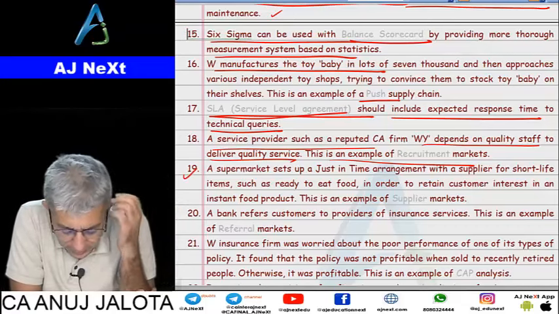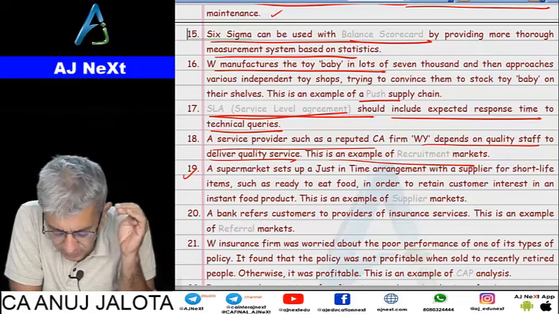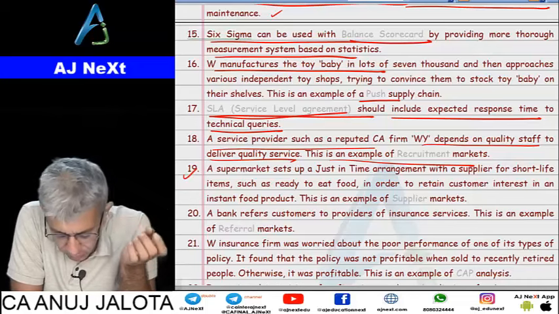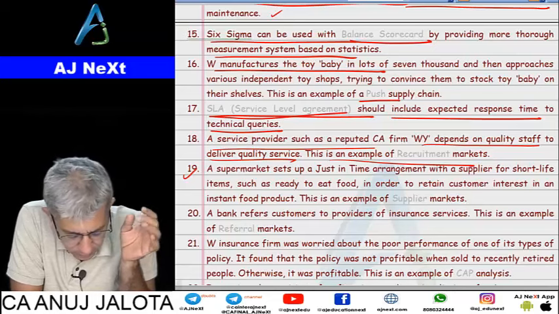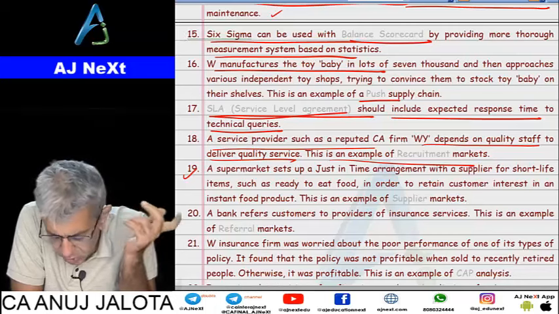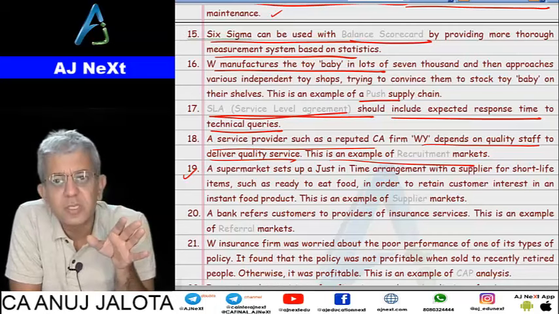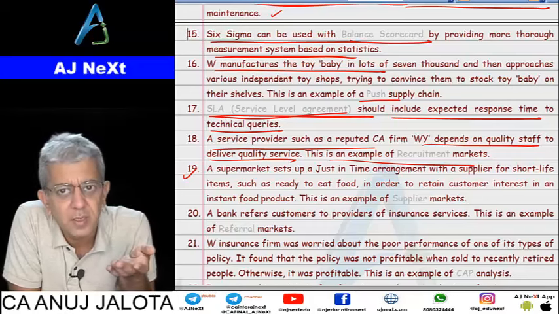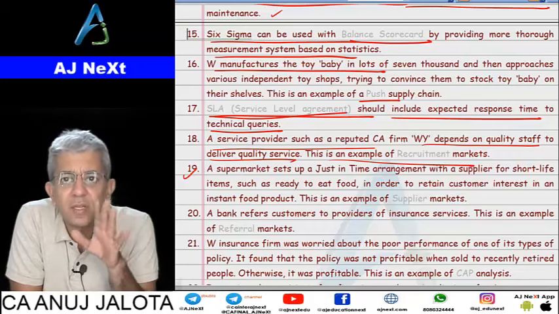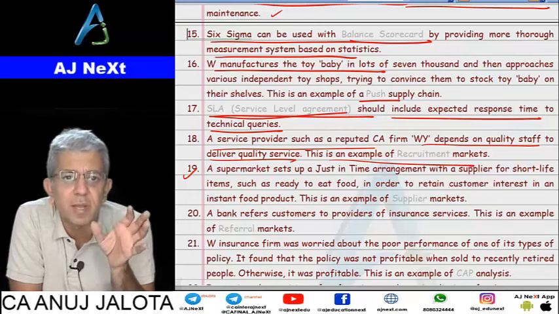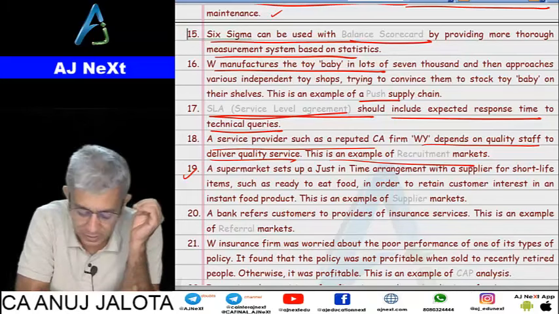A supermarket sets up a just-in-time arrangement with a supplier for short-life items such as ready-to-eat food in order to retain customer interest in instant food products. This is an example of which market? Institute says in this case it is a supplier's market, because you are heavily dependent upon the supplier to deliver the things to you and then you will be able to sell. So, therefore, it becomes a kind of supplier market. The supplier will always have the upper hand in this.